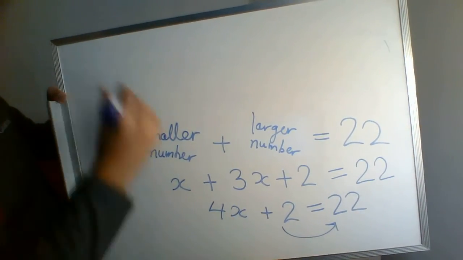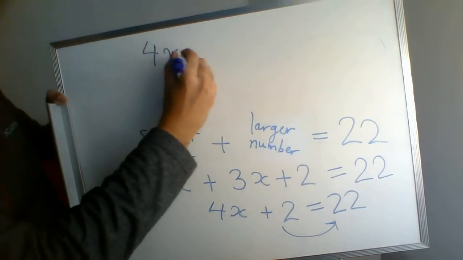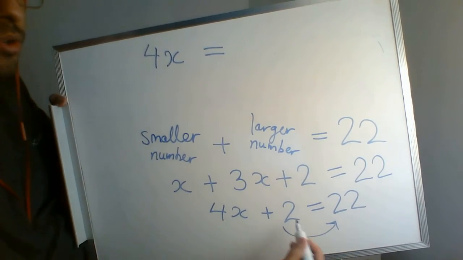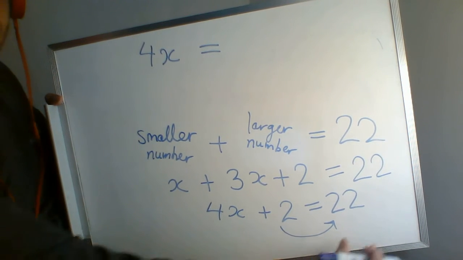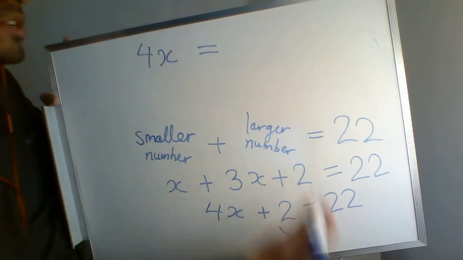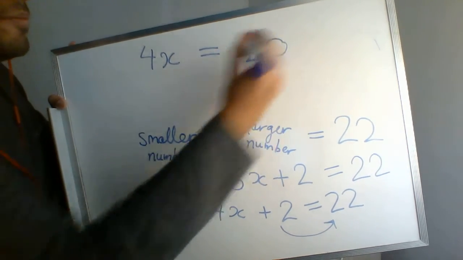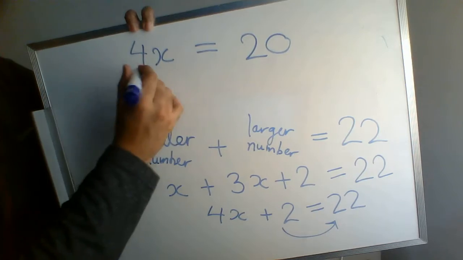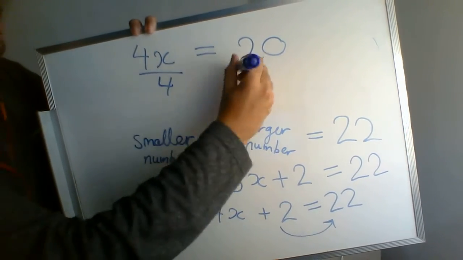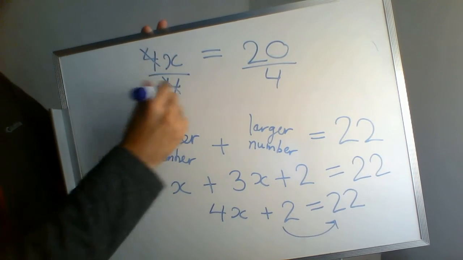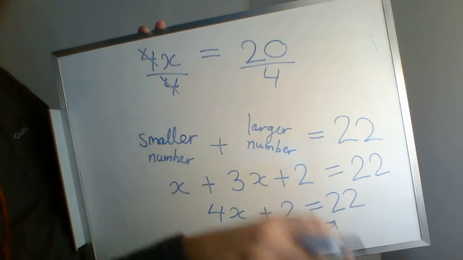So then I've got 4x on the left side, and then on the right side it's going to be 22, and then when I take this positive 2 over there, it's going to become negative 2. We're going to subtract it. 22 minus 2 is 20. But I don't want x times 4, I want just x. So I'm going to divide both sides by 4, and then that means on the left side those 4s are going to disappear, so I'm going to be left with just an x.